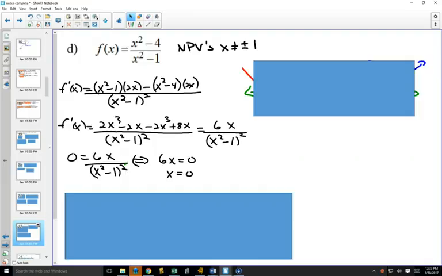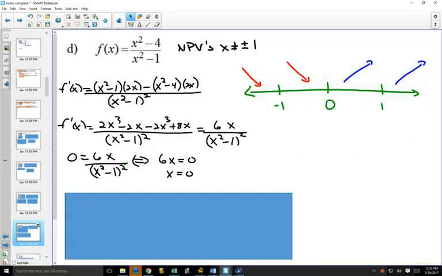Now when we go to put this value into our number line to find out where things are increasing and decreasing, we're going to find out that we also have to put in our non-permissible values. So I've got 0 as my critical point. That's the one if I want to find out if it's a maximum or a minimum. But I also have -1 and 1 as non-permissible values. So now I have 4 sections to check to find out if my graph is increasing or decreasing.